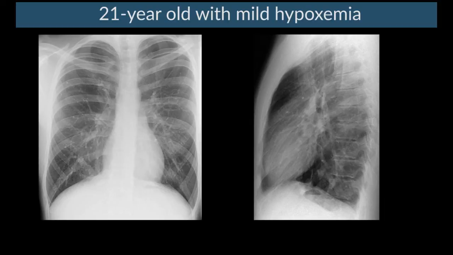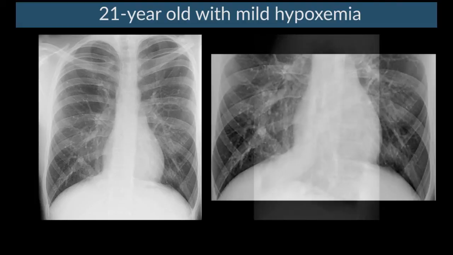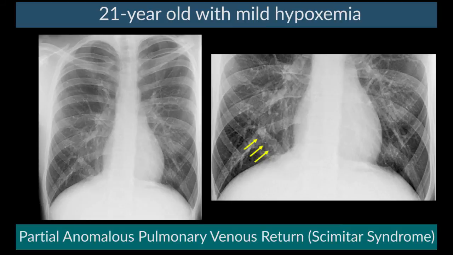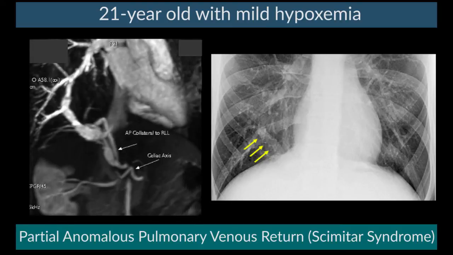She is 21 years old and presents with mild hypoxemia. And on the chest x-ray, in general, the pulmonary vascularity is symmetrical. But if we look in the right lower lobe, we see that there is an abnormal vessel coursing from lateral to medial and seems to dive down below the diaphragm. This is a child who has partial anomalous pulmonary venous return, here shown in the MR venogram, where the abnormal right lower lobe pulmonary vein joins directly with the inferior vena cava and joins the right atrium.